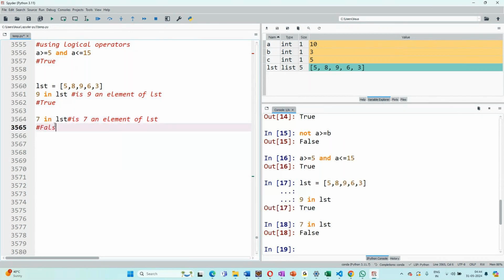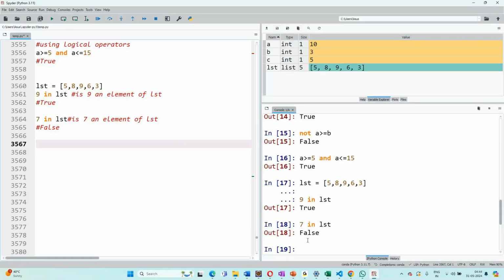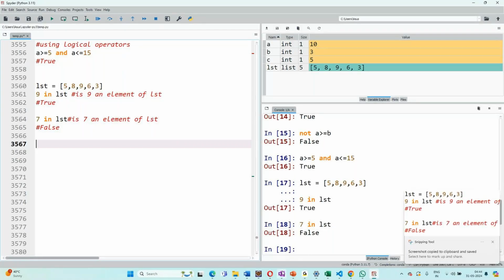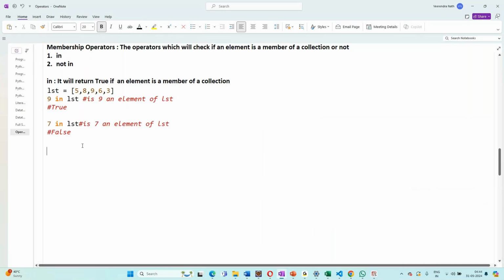So why is the answer false over here? Because 7 is not a member of the LST. So in this way you are looking at the in operator. And then what is not in? Not in is like the opposite.